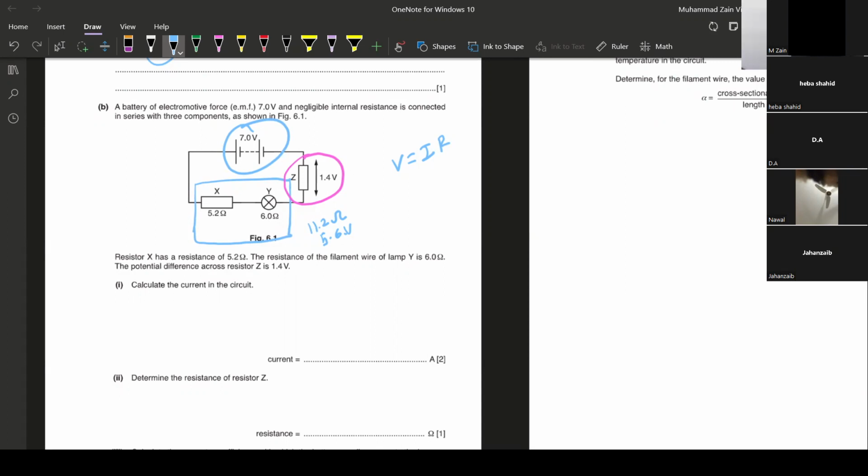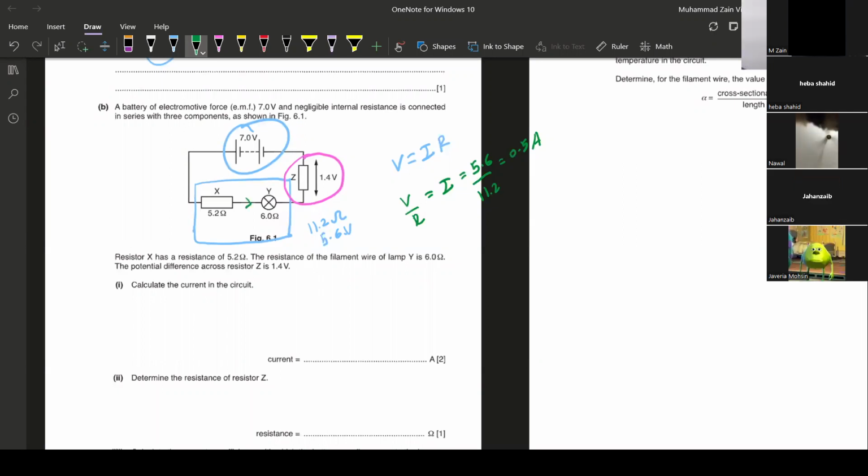It's 5.6 volts. Now I know the potential difference across this region, and I also know the resistance. So I could use V over R equals I. So V is 5.6 divided by 11.2. So can someone verify? I think the answer would be 0.5 ampere. Yeah, 0.5 ampere would be the current flowing through this. And we also know that the current throughout the series circuit is the same. So 0.5 is this current, which is also this current, again this current, which is 0.5 amperes.